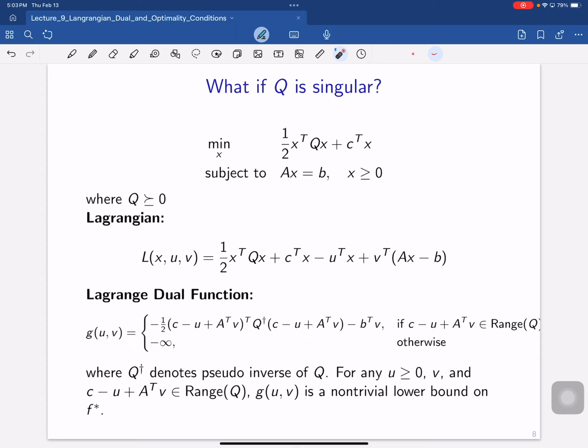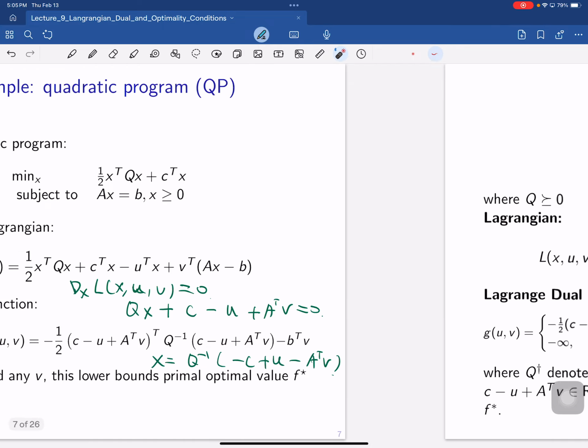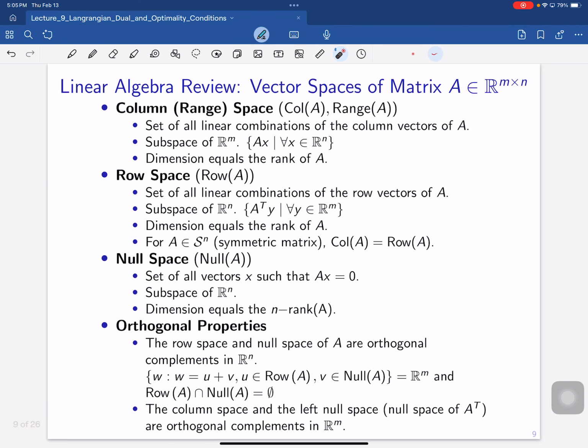Here I'm just showing you the result. The result is quite nasty, but we will show you step by step how we derive that. Because when Q is singular, you cannot just take the Q inverse. This Q inverse doesn't exist when Q is singular. So before we try to derive the Lagrangian dual for a general quadratic program, let's review some linear algebra, because we will need it to derive that.